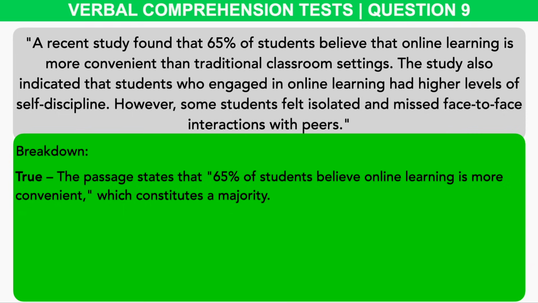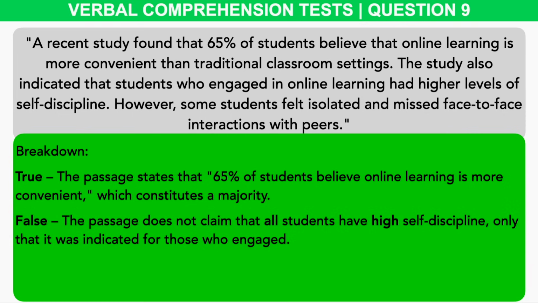The second statement is false. Many people get this one wrong. The passage does not claim that all students have high self-discipline, only that it was indicated for those who engaged. And it also mentioned that of those that did engage, it was higher. It didn't say it was high.